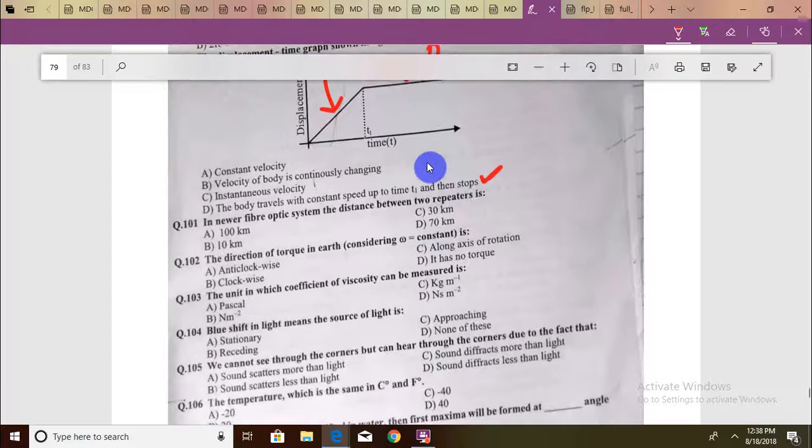In a near optic fiber system, what is the distance between two repeaters? I think it's about 100 kilometers. But truthfully, I kind of forgot about this too. So this is, for those of you unaware, from physical optics, I think, or maybe optical instruments. Anyways, there's a lot of stuff to memorize from that particular topic.